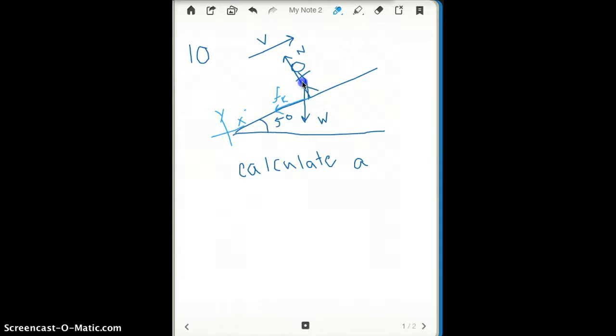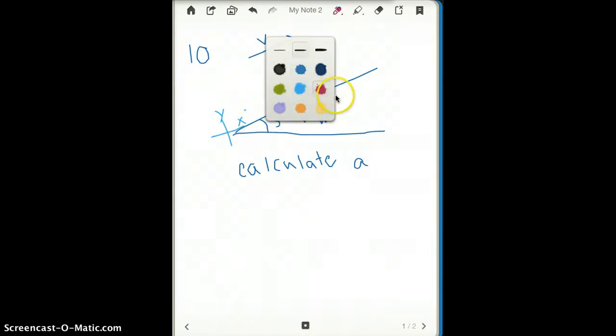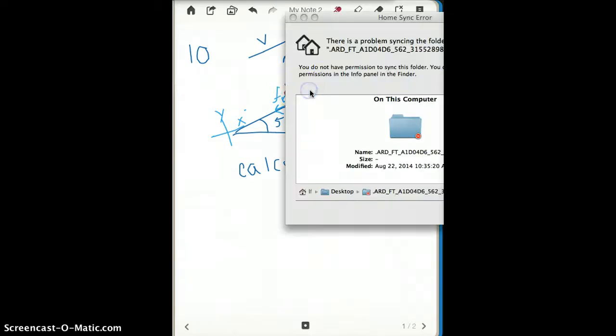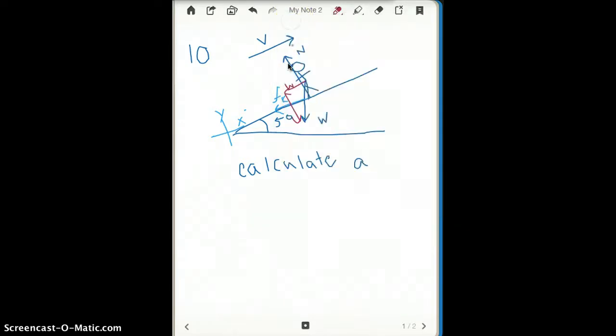If we do that, then we need to go ahead and take our weight vector and find an x and a y component. Let's call this wx, call this wy. Similar triangles, this is your 5 degrees, that's right here as well. So we have our free body diagram. We're going to go ahead and call this the positive direction. Doesn't really matter as long as you are consistent through your problem.